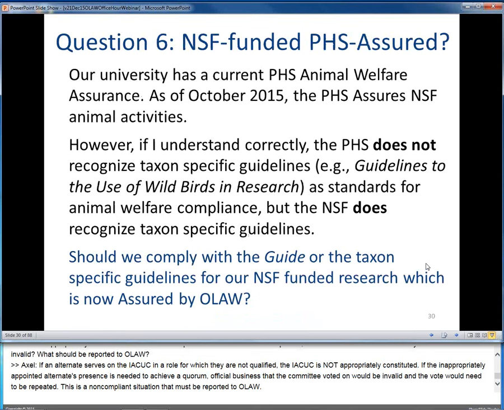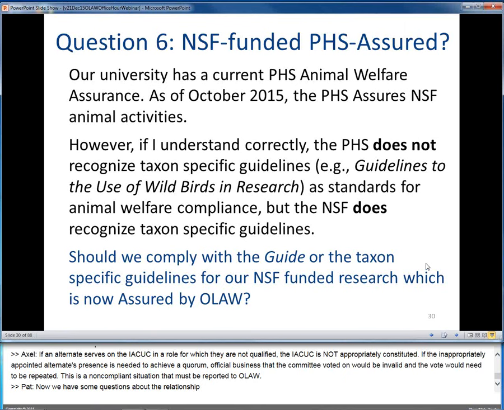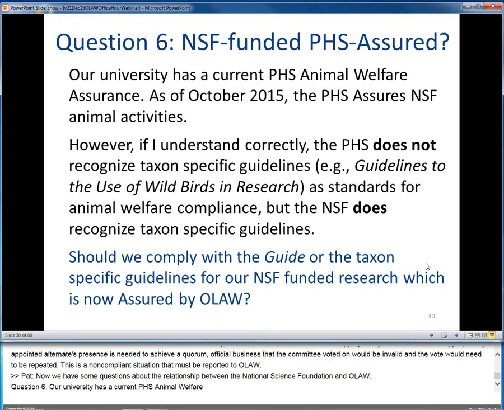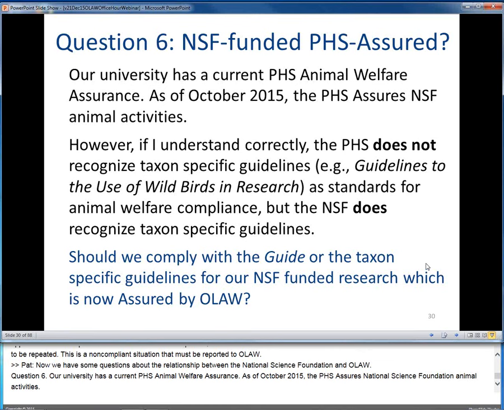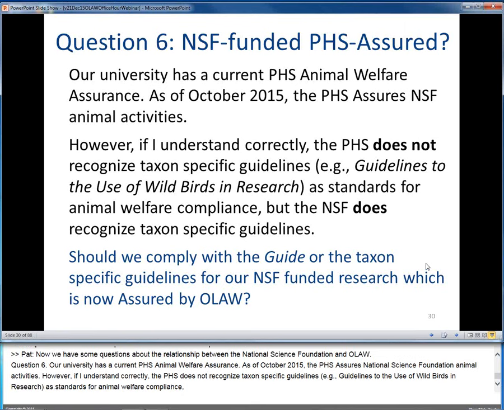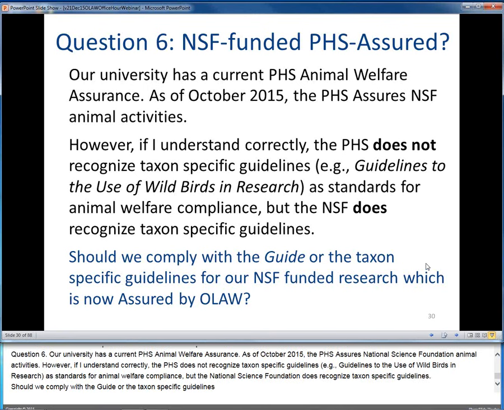Now we have some questions about the relationship between the National Science Foundation and OLAW. Question 6. Our university has a current PHS Animal Welfare Assurance. As of October 2015, the PHS assures National Science Foundation animal activities. However, if I understand correctly, the PHS does not recognize taxon-specific guidelines, for example, guidelines for the use of wild birds in research, as standards for animal welfare compliance. But the National Science Foundation does recognize taxon-specific guidelines. Should we comply with the guide or the taxon-specific guidelines for our NSF-funded research, which is now assured by OLAW?